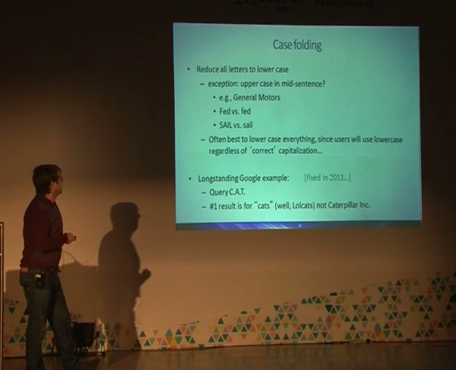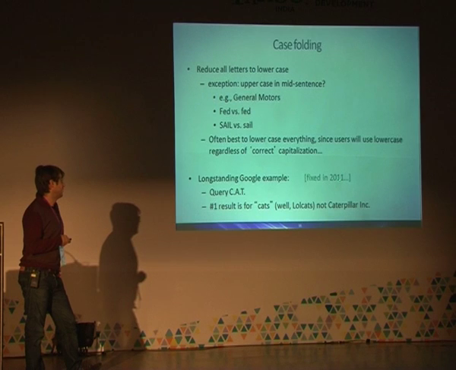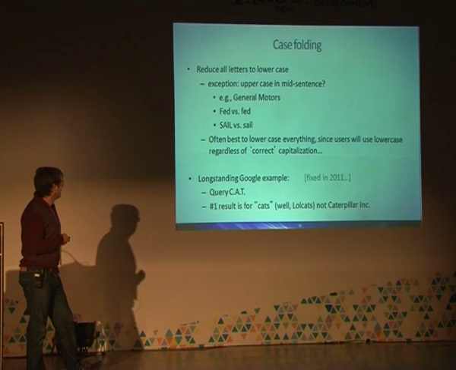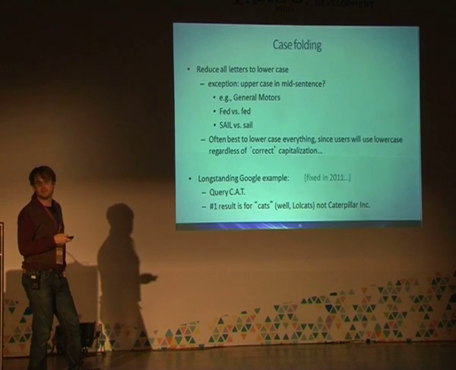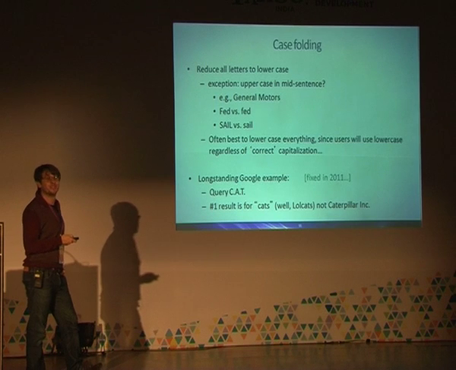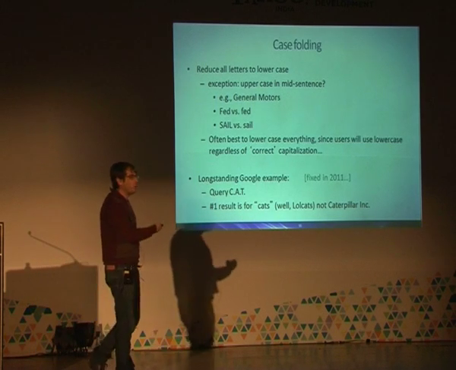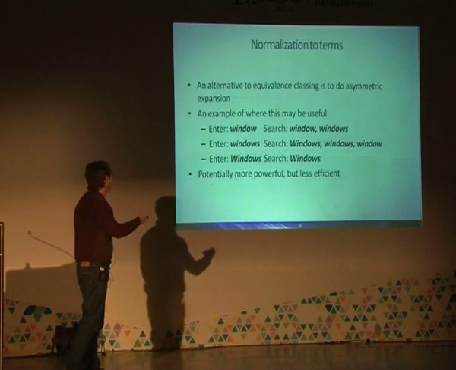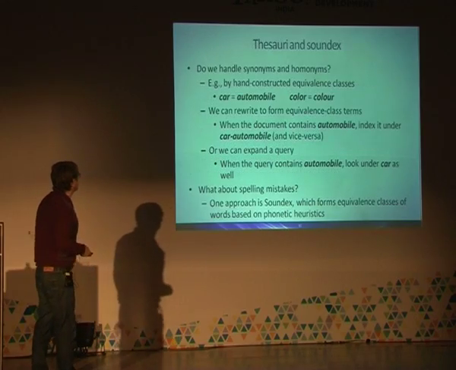And this is amazing, a long-standing Google example that was fixed in 2011. This is the query CAT, which is the caterpillar. The first result was lolcats until 2011. So there are always going to be small nuances like this to deal with.